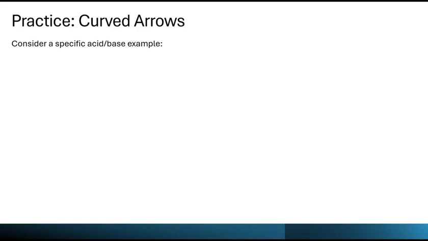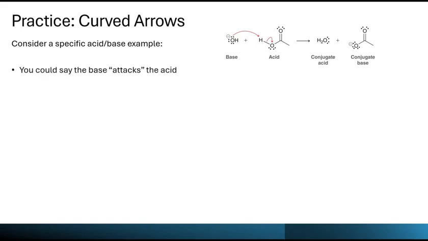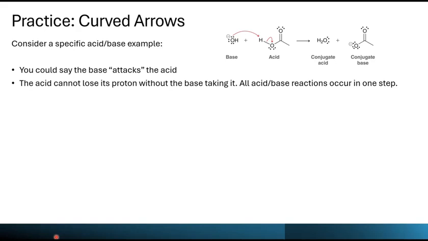Let's practice curved arrows. Consider a specific acid-base example. We have a base and an acid, resulting in the conjugate acid and the conjugate base. We can say that the base attacks the acid. Note how the lone pairs on hydroxide are going and attacking that proton, while the sigma bond between the H and the O is becoming a lone pair onto the oxygen. The acid cannot lose its proton without the base taking it.